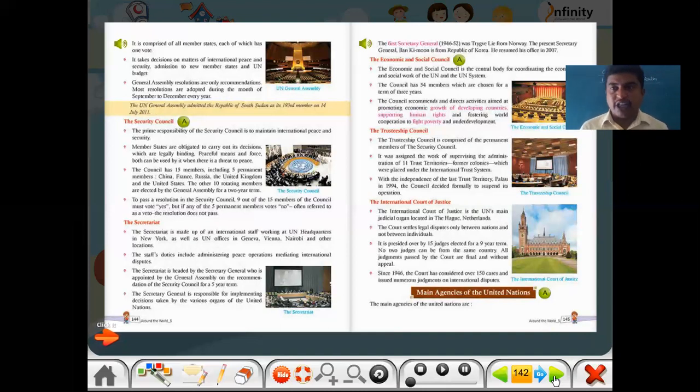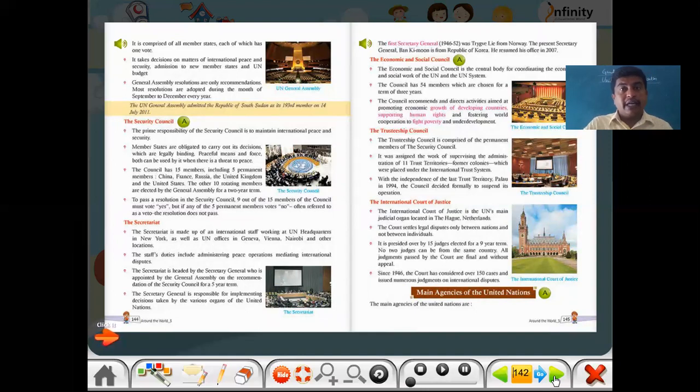Children, another topic: I'm talking about the structure of the Security Council. It has 15 members. What is the total strength of the Security Council? The total strength of the Security Council is 15 members. Out of 15 members, 5 members are permanent members and 10 members are temporary. But the 5 permanent members play a very, very important role in the world's countries, dear students.